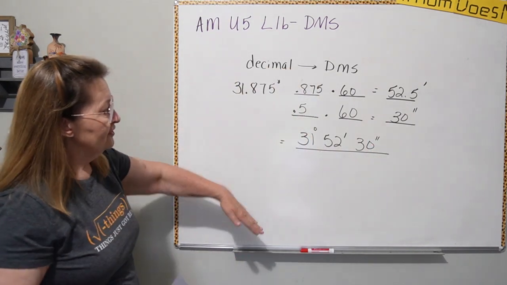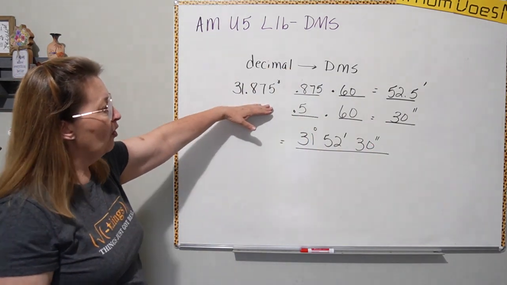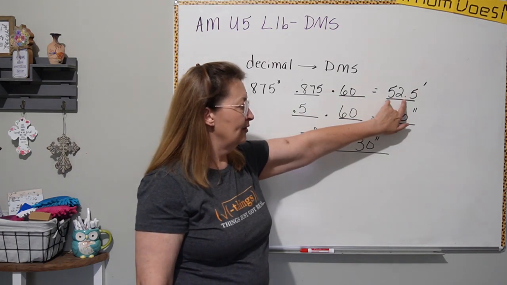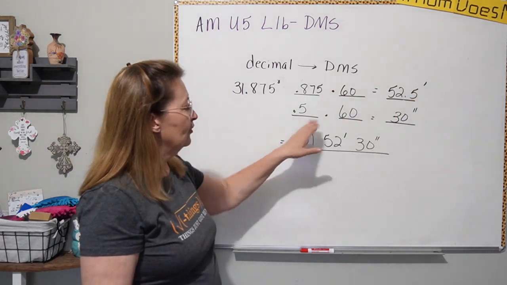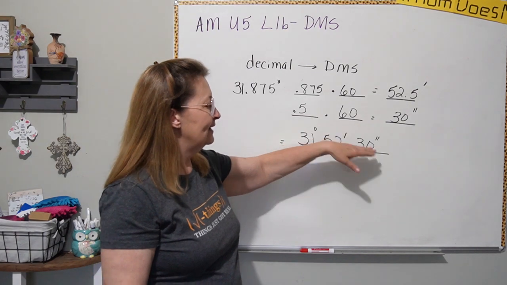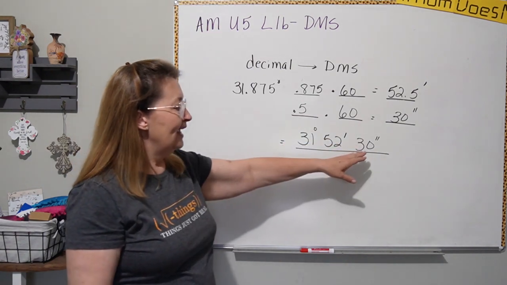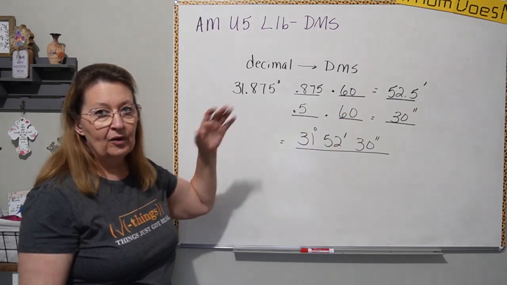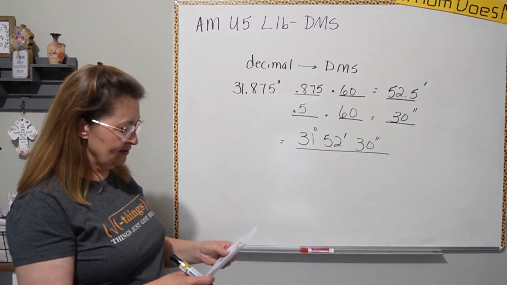So that's the process. Take the whole decimal part, multiply by 60, take just the whole number part, then take what's left over and multiply it by 60 again, and that becomes your seconds. And if you get a decimal here, we're going to go ahead and round that up. We're not going to carry it any further than that. So let's look at some problems.